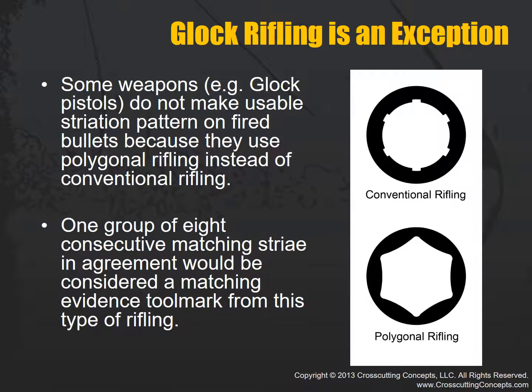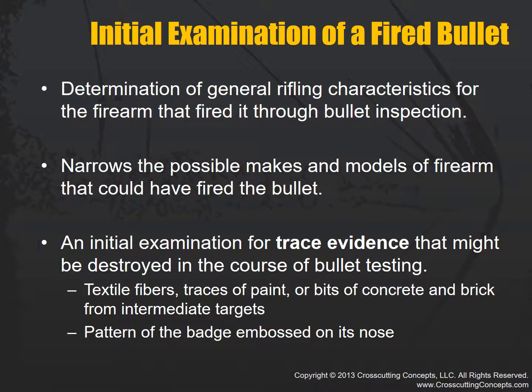All right. Some weapons, such as Glock pistols, do not make usable striation patterns because they have polygonal rifling, as seen in the image, instead of conventional rifling. In that case, one group of 8 consecutive matching striae in agreement would result in a match from this type of rifling.